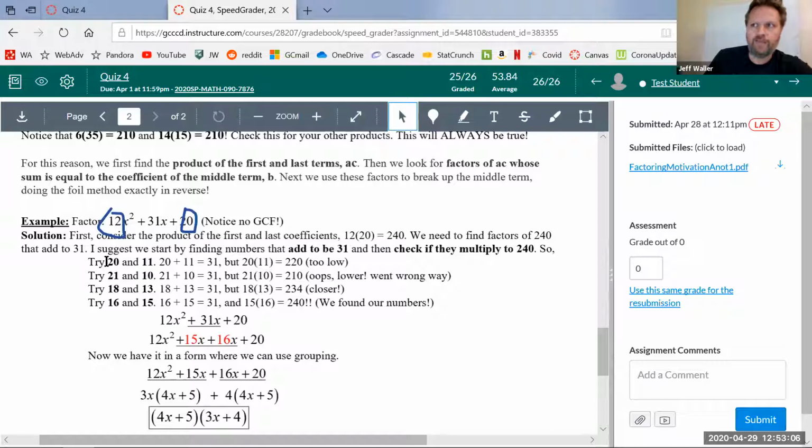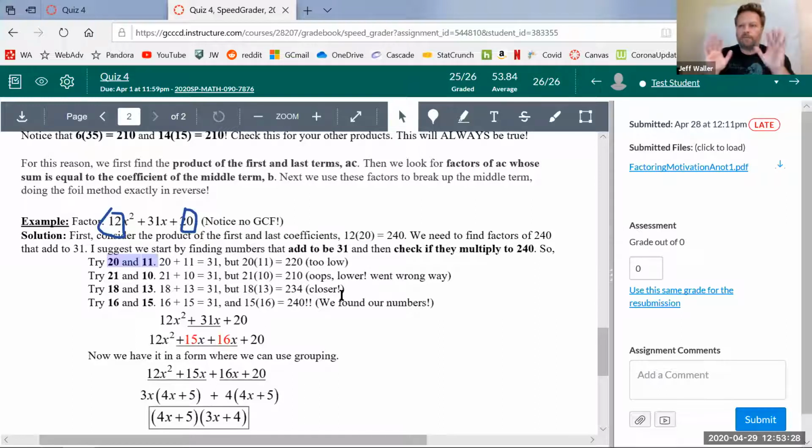So I find things that add to be 31. 20 and 11 add to be 31, but 20 times 11 is 220, too low. And then I finally work my way to 16 and 15. They add to be 31, the middle number, and they multiply to be the same as 12 times 20. They multiply to be 240.